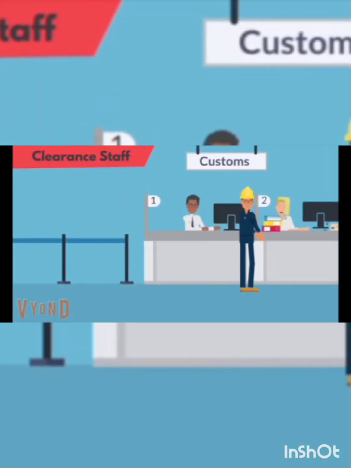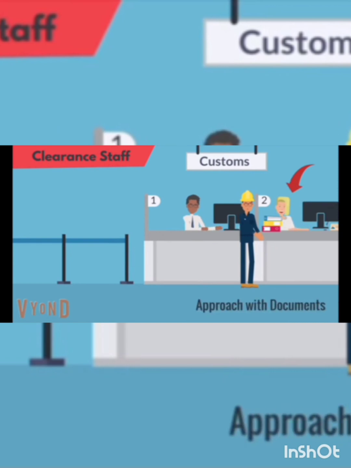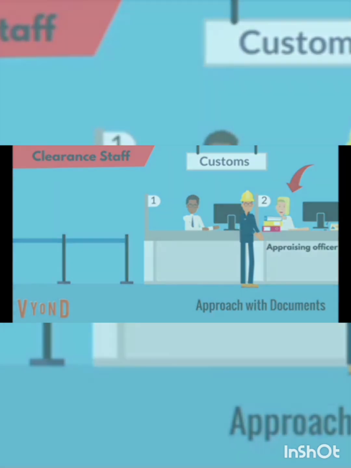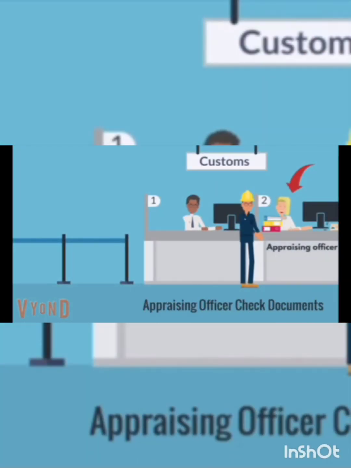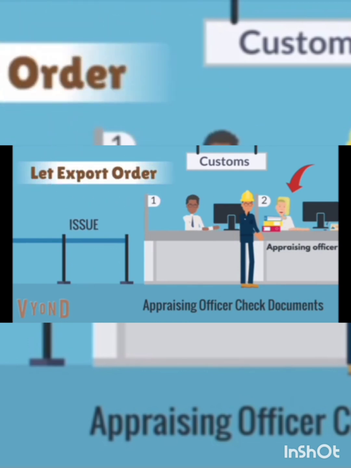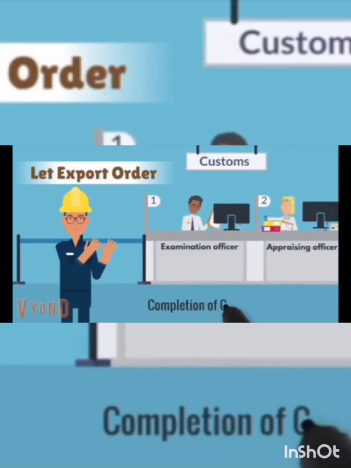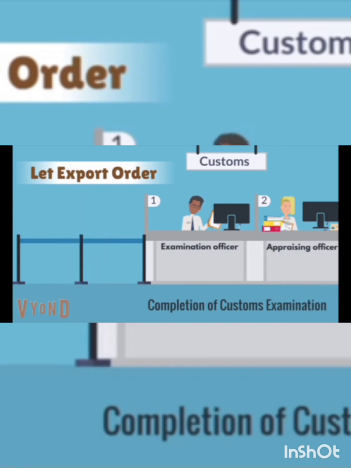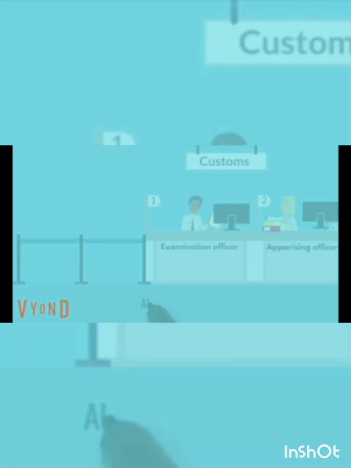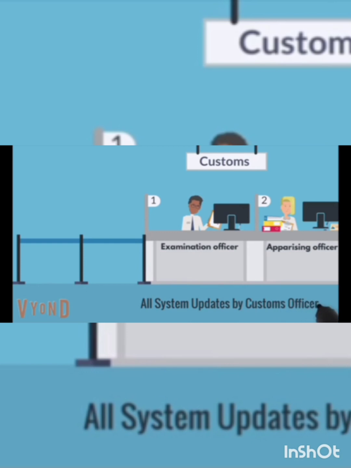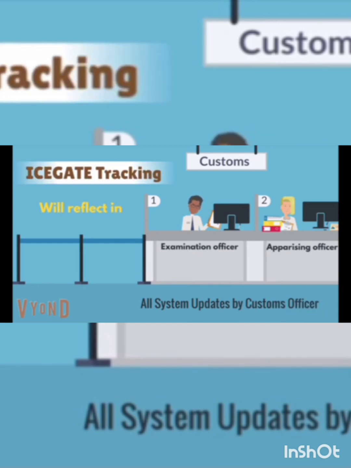So the clearance staff approach the pricing officer with the documents. Then the pricing officer checks the documents and issues the let export order to the concerned person. So at this stage, the completion of customs examination is a crucial step in the export clearance procedure. All system updates by the customs officer will reflect in NiceGate tracking based on the container booking by the forwarder.